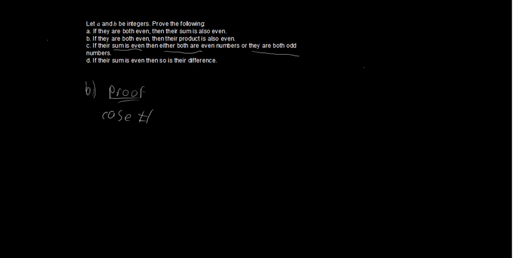So case one, case two. So case number two, both are odd, right? Now for an odd number k can be expressed in the form 2n plus 1, right? This is a standard form for an odd number, or it can be expressed another way, but for our purposes we're just going to express it like this.